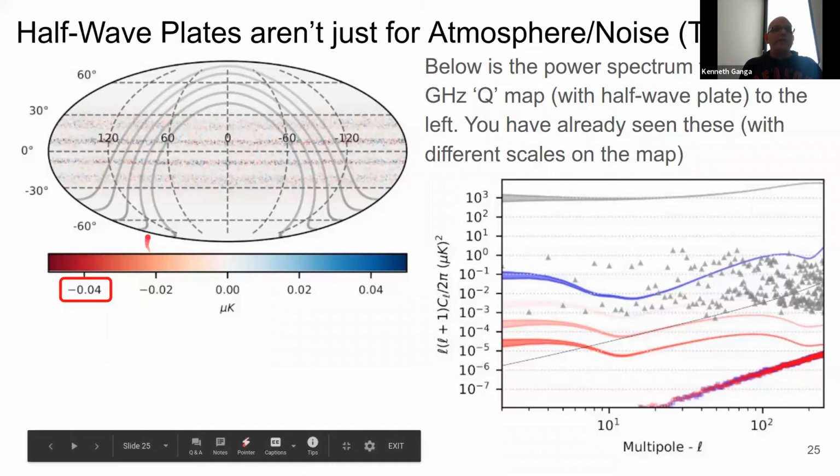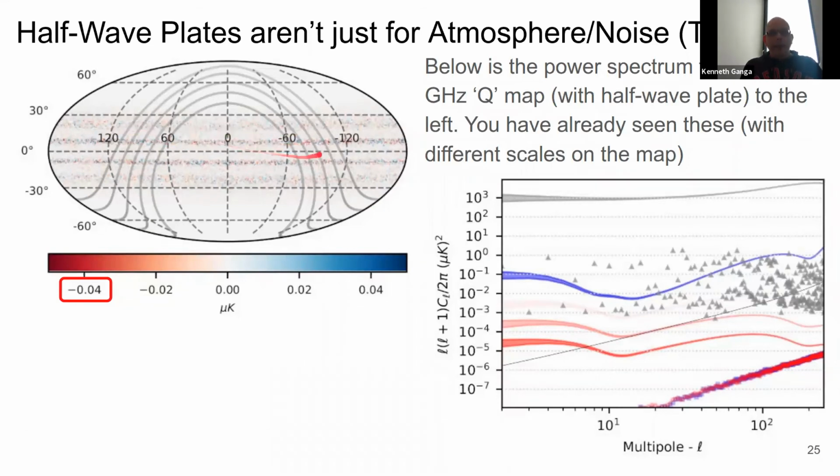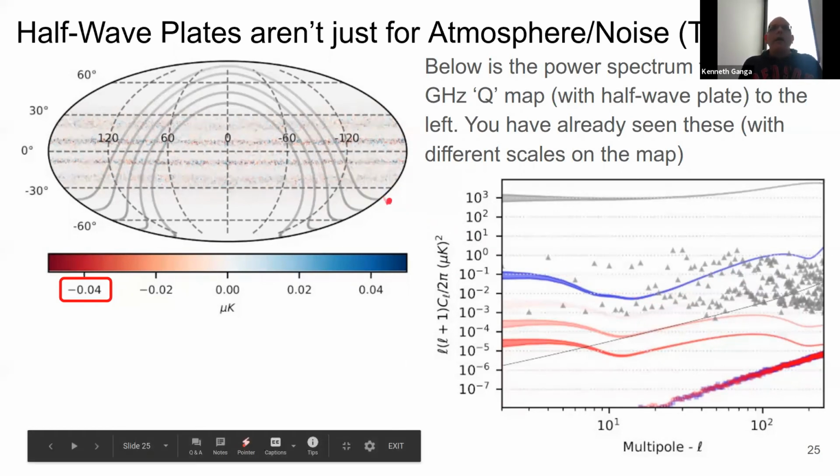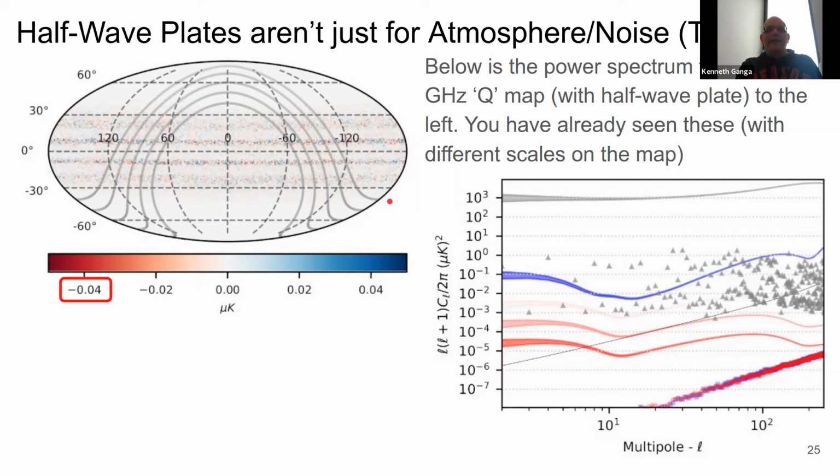So you've already seen these two pictures before. This is the 119 gigahertz Q map, assuming that there is no polarization in it at all. And this is the power spectrum, and we said everything is fine here. Now, if I turn off the wave plate and do exactly the same simulation, so remember, there's no polarization in this.